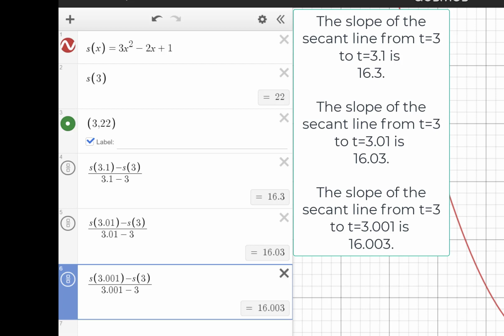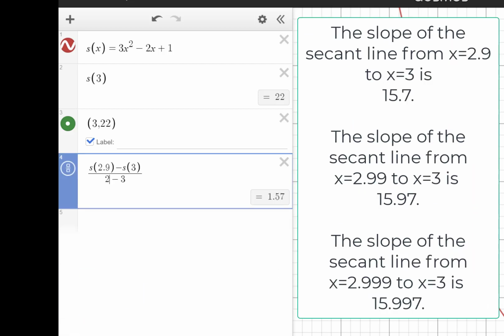You notice that I'm approaching x equals 3 from points that are on the right side of x equals 3, like 3.1, 3.01, 3.001. What happens if we approach x equals 3 from the left side? For example, what if I look at the slope of the secant line from x equals 2.9 to x equals 3? We see that we get an average rate of change, a slope of the secant line, of 15.7.